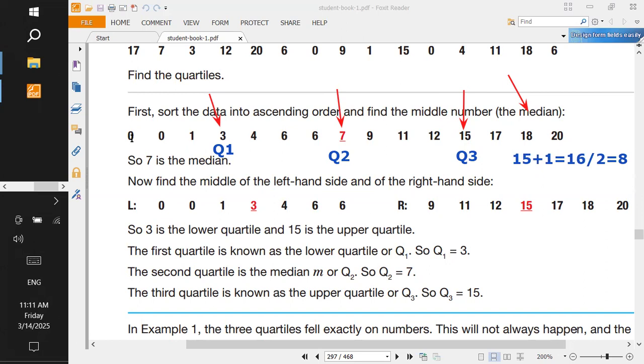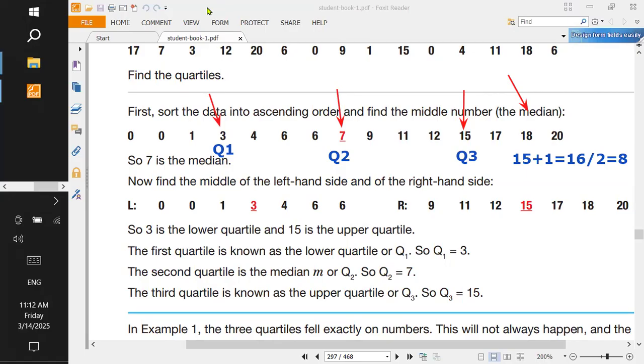So you come to the data: 1, 2, 3, 4, 5, 6, 7, 8. This means one number should be a quartile. Now this happens if the number of data is an odd number. But if it's an even number, things will change because in the middle you'll have two numbers. Let me show you how.